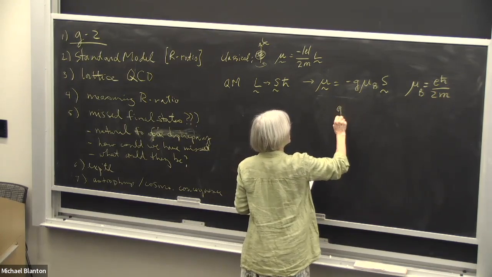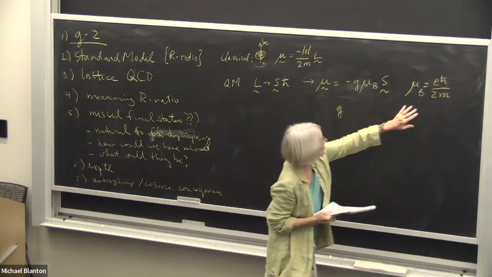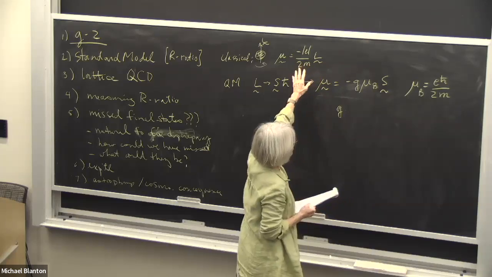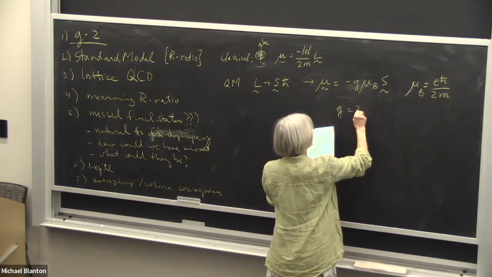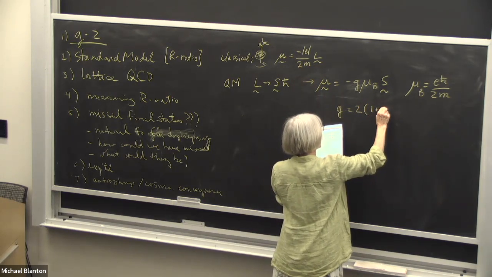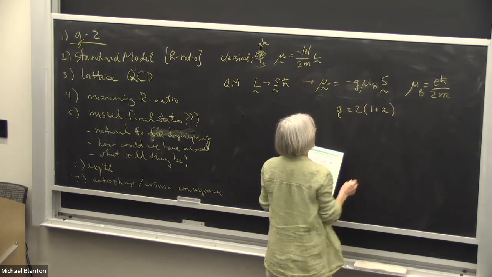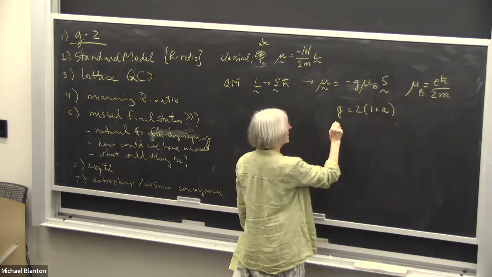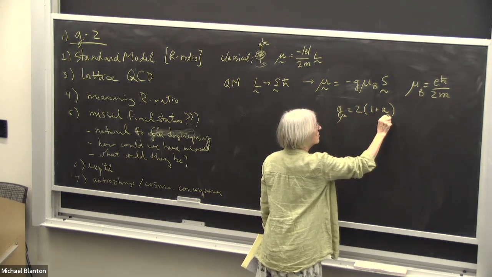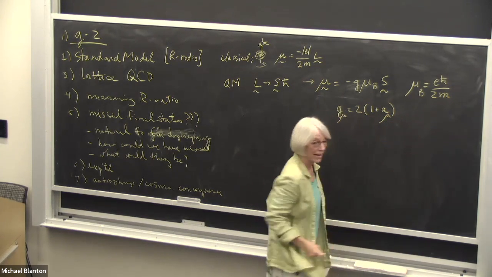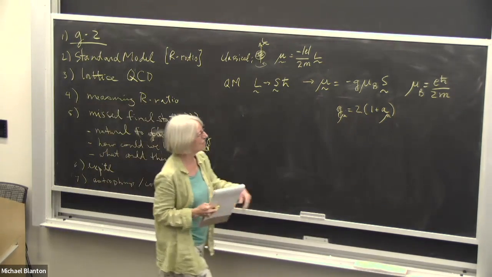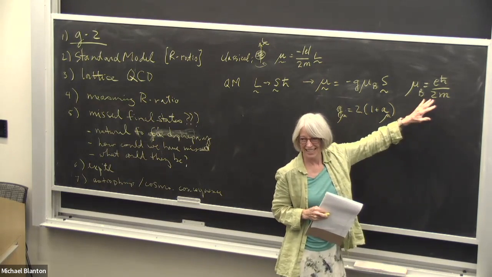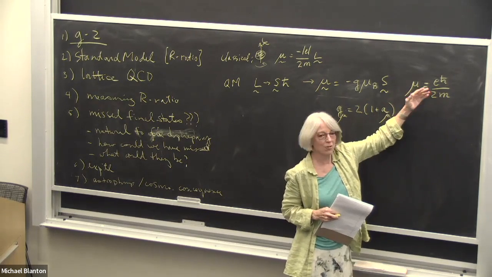And the convention, so if you just substitute this and this, you get that. The convention is to write g as 2 times (1 + a). And if I'm talking about the muon, which I am today, I would do this, and it would be the muon mass. And Bohr was thinking about the electron mass, and about muons in those days. But each particle has its own Bohr magneton.